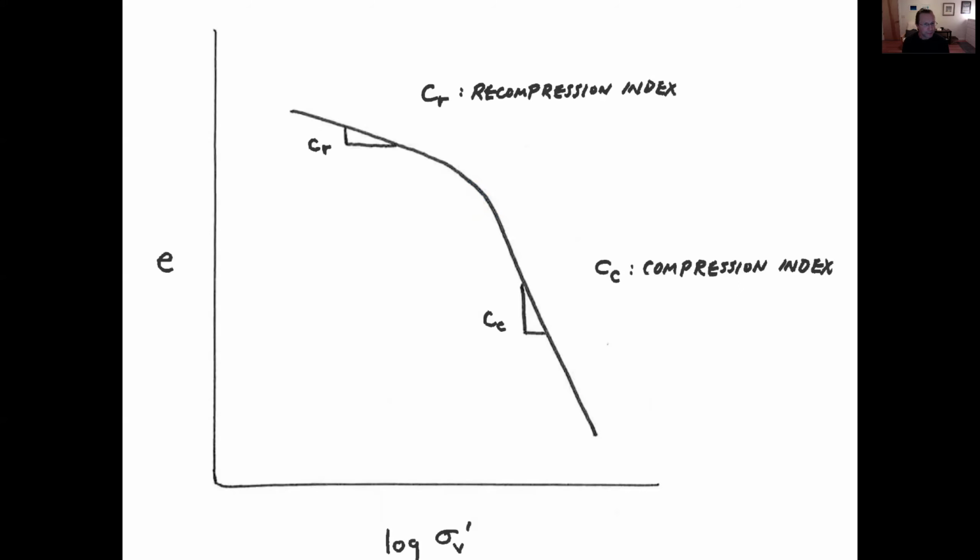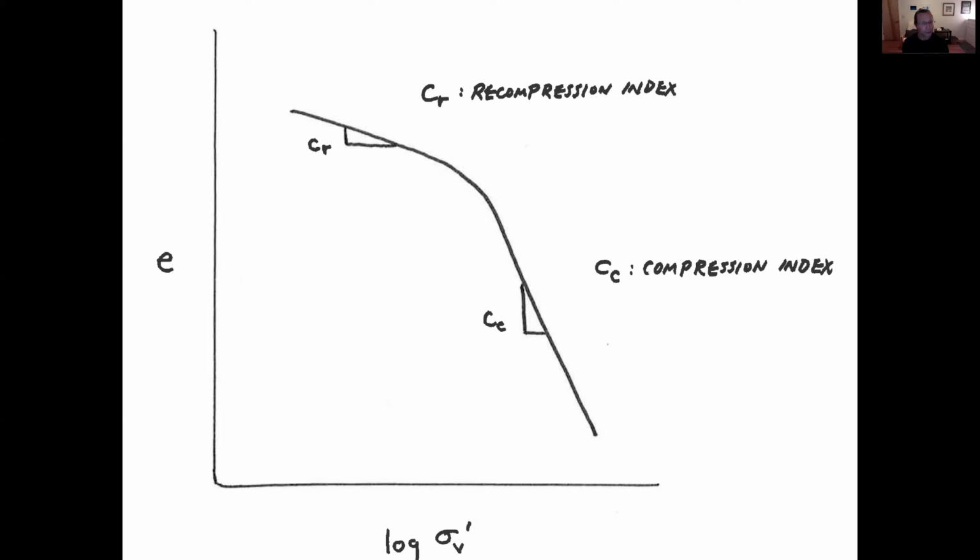The slopes of the lines are called a recompression index, C sub R, sometimes known as a swell index, C sub S, those two being synonymous, and a compression index, C sub C. And this again is an e log sigma plot. The slopes on a semi-log domain represent the change in void ratio, in other words, the rise for a given log cycle of run. So this would be going from 100 to 1000 kPa, or from 1000 to 10,000, or from 2 to 20. Anywhere that you can find one log cycle, you'd be fine.